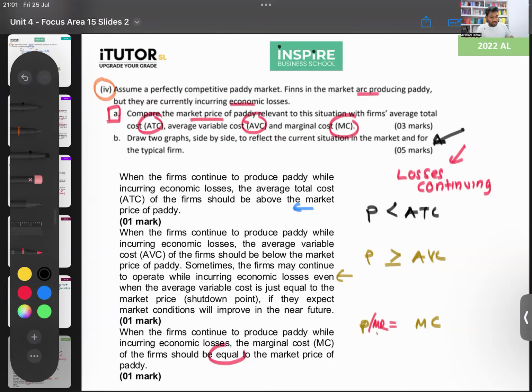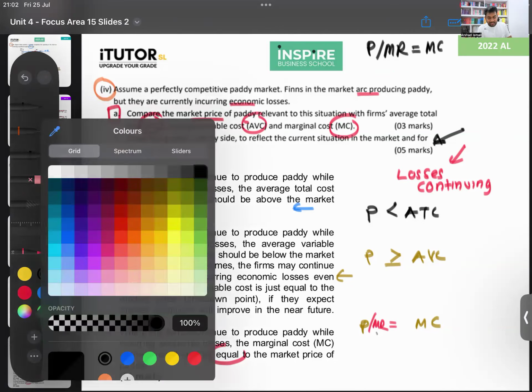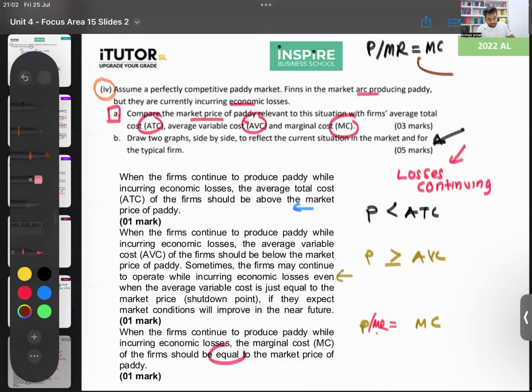That is so whether you're making a loss or not. A firm in perfect competition will always produce at the point where MR equals MC. When you're producing at MR equals MC, you might get a supernormal profit, you might make a normal profit, you might even make a loss. Don't get that confused. You will always produce at this point, the profit maximizing or loss minimizing point.